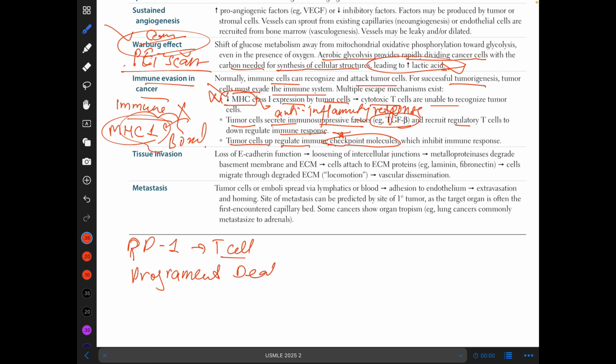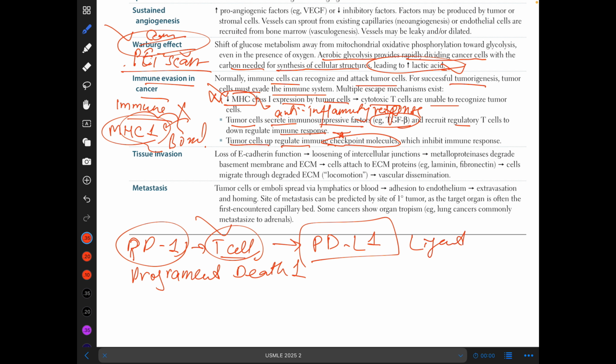That one, and these are present on T cells, and when bound to ligand PD-L1, the T-cell activation and function is inhibited. For inhibiting the T-cell, there is one ligand on the T-cell, PD-1, programmed death 1, that when it attaches with PD-L1, programmed death ligand 1, this causes inactivation of the T-cell, okay?